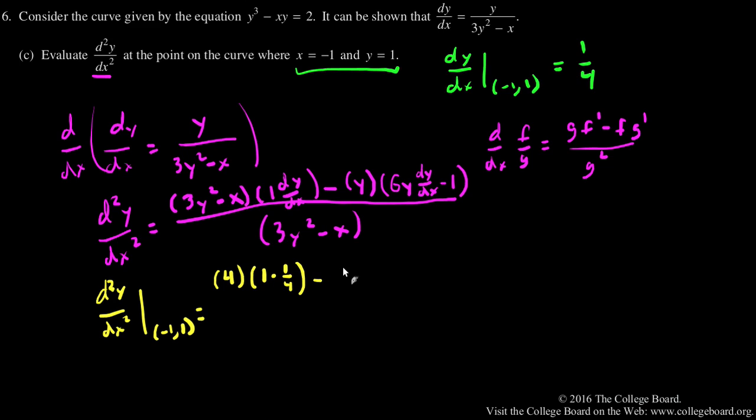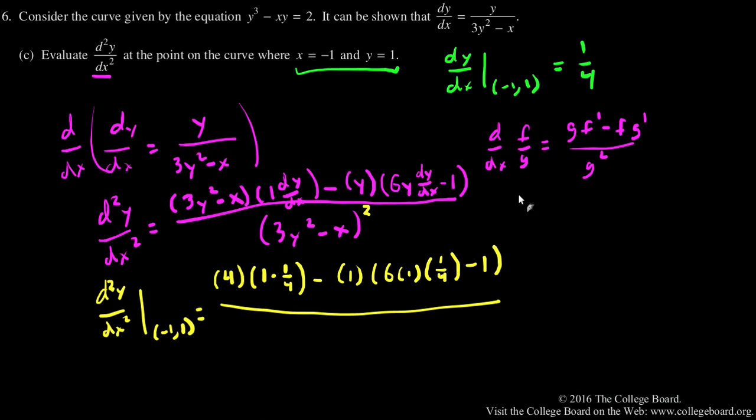minus y is 1. 6y is 6 times 1. dy dx is still 1/4. We have a -1 here. And again, oh, this should be squared here from that rule. Sorry about not putting that earlier. We already evaluated this. That's 4, so I get a 4 squared.